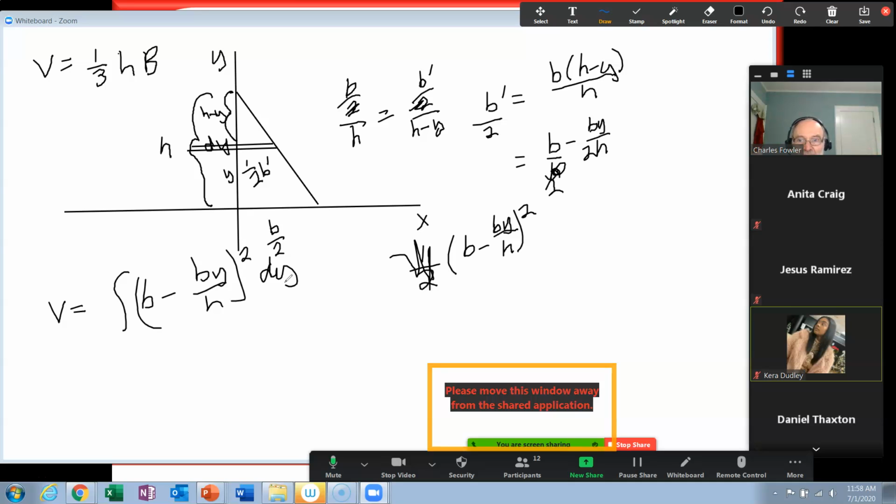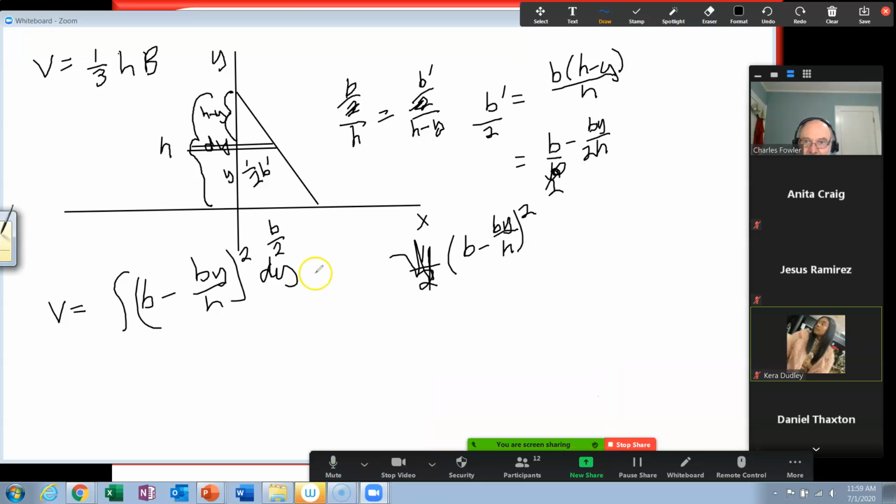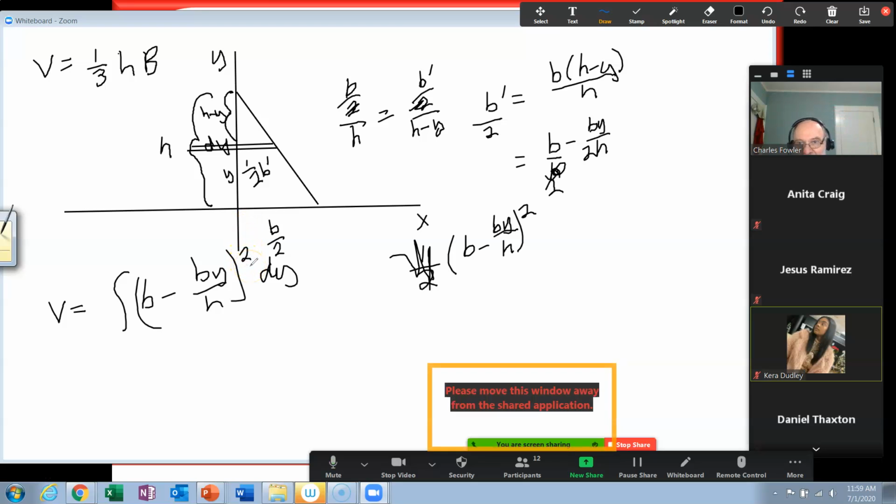The b minus by over h is the length. That's the b prime that we had here. And b prime squared is the area of that plate that's going up from y equal to 0 to y equal to h. So we're integrating this from 0 to h. Okay, and let's see what we get. Well, of course, let's go on and multiply that out.